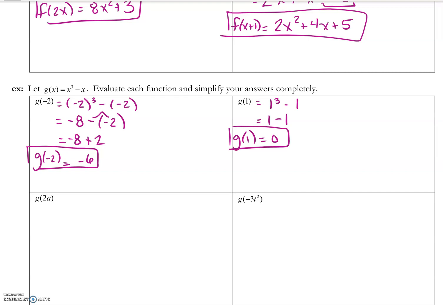Again, down here now we have some expressions that we're working with. If I plug in 2a wherever I see an x, I've got 2a cubed minus 2a. Remembering kind of what we did in our last problem, 2a cubed means 2a times 2a times 2a. I know that 2 times 2 times 2 is 8, and a times a times a is a cubed, minus 2a. Those are not like terms. A cubed and a cannot be combined together, so I'm going to leave it just as is.